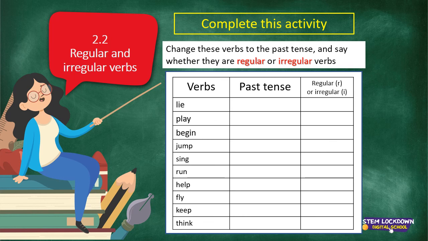And in the third column, I want you just to write an R if they're regular or an I if they're irregular. Naturally, you'll do this in your book, so yours might not look the same as mine, but you'll know what you're doing. So let's get started. Ready?